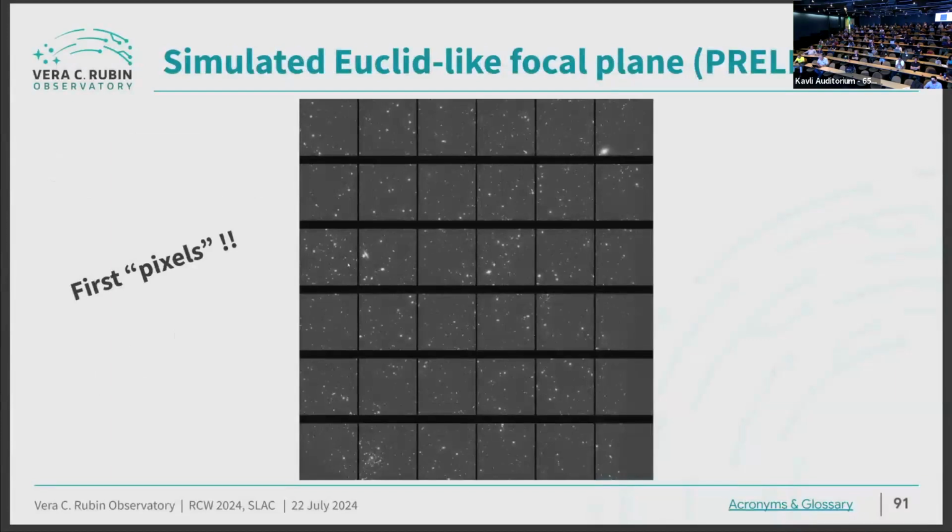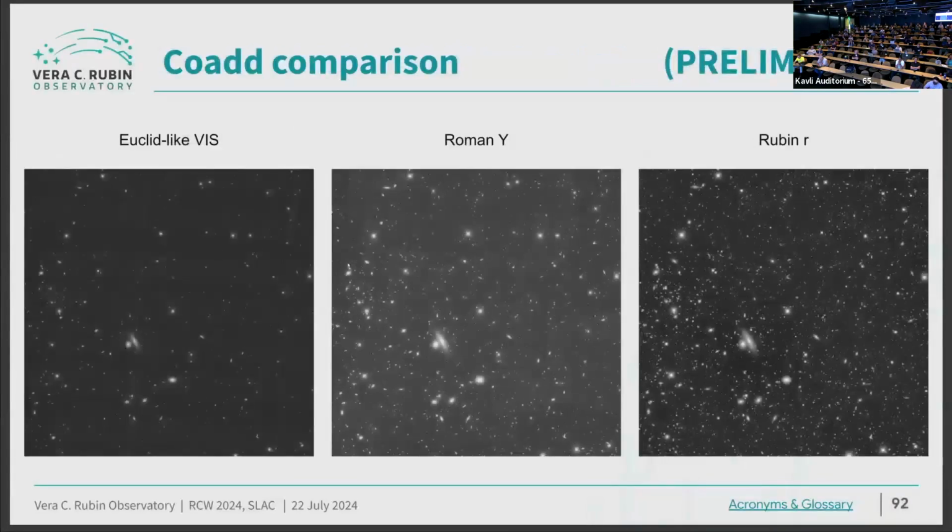So here we have our first image that we have simulated. This is a Euclid-like focal plane. And if you go to the next slides, here is some very preliminary coadd. We have simulated a single exposure in the same field that has been recently released for Rubin, and made a coadd for the Euclid-like images that we have simulated to be able to make some comparison.